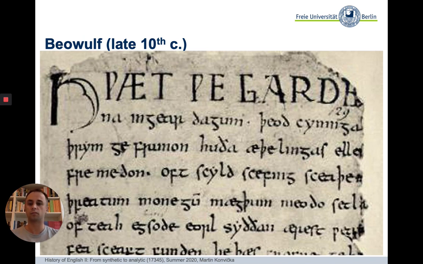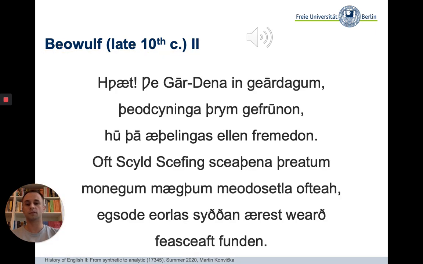and probably Beowulf is a text that you might have already heard of, and that we're definitely also going to have a look at in a couple of weeks to show you how Old English actually sounded like. I have here a recording of the first couple of lines of Beowulf.